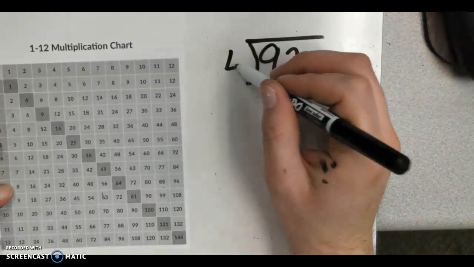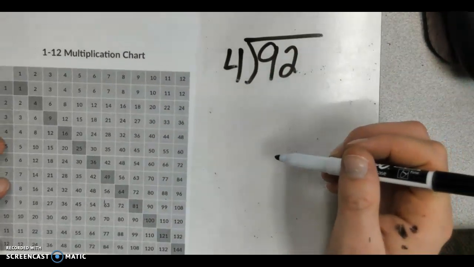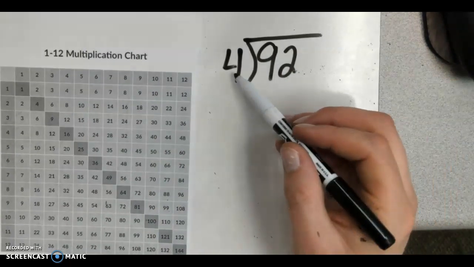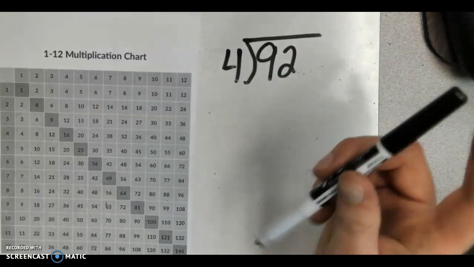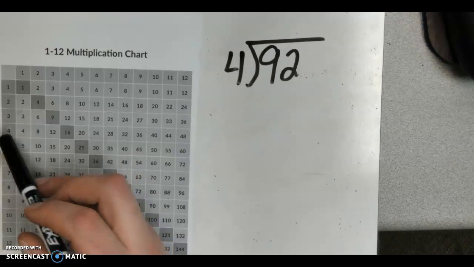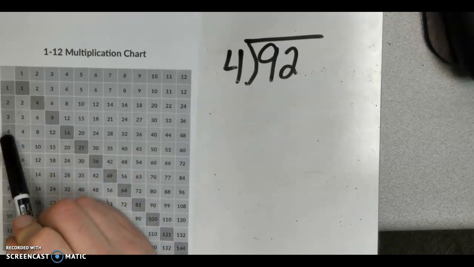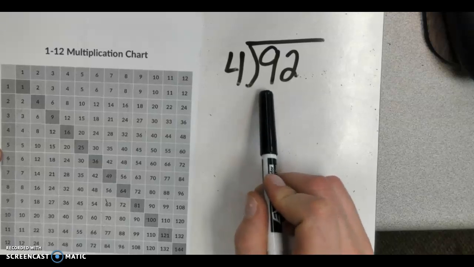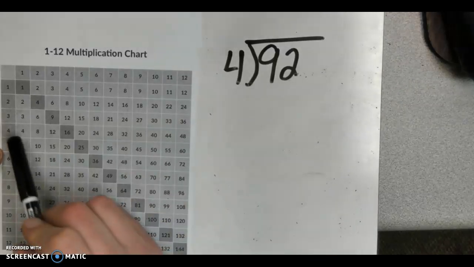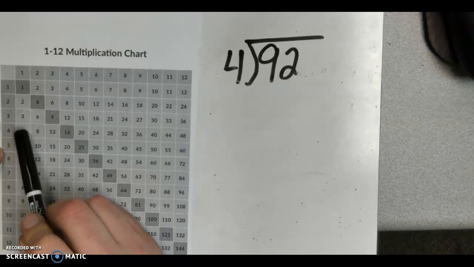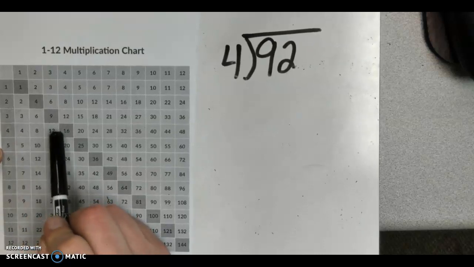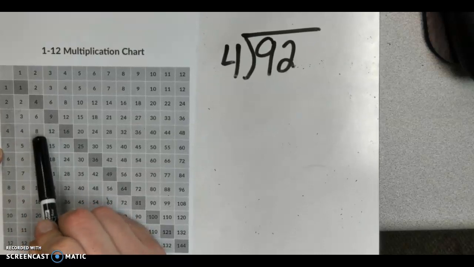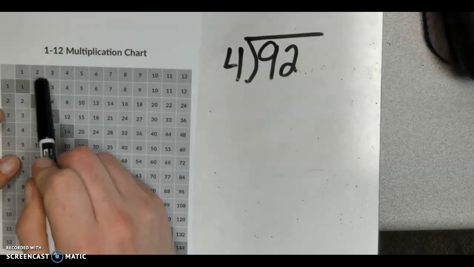92 divided by 4. Okay, so I have to look. How many times does 4 go into 9? I put my marker on my 4, or my pen, my hand, and look, what's the closest I can get to this 9 without going over? So I look. 4, 8, 12. 12's too big. Has to be 8. That is only 2 times.